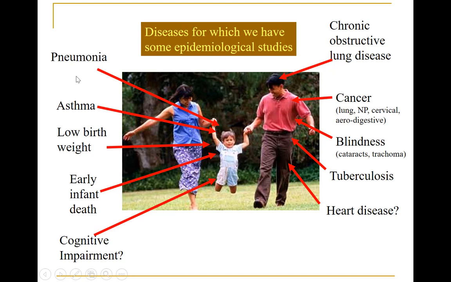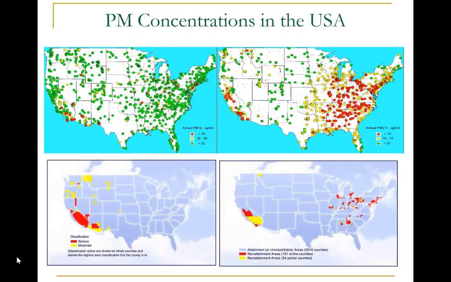In children, fine particle exposure leads to pneumonia, asthma, low birth weight, early infant death, and recently we have also seen cognitive impairment. So the question mark in here says that recent studies are slowly showing, and we need more and more evidence to link fine particles with those health effects.